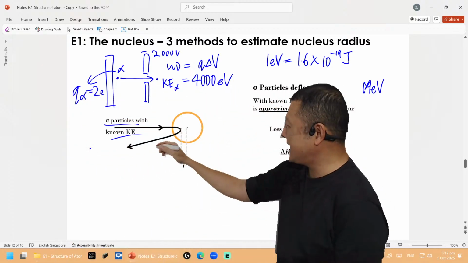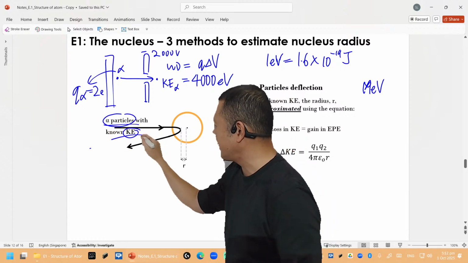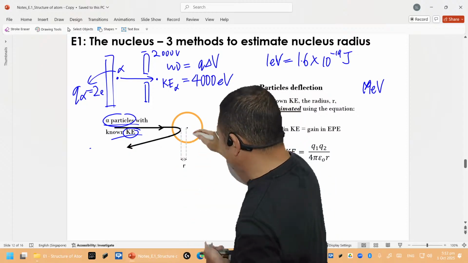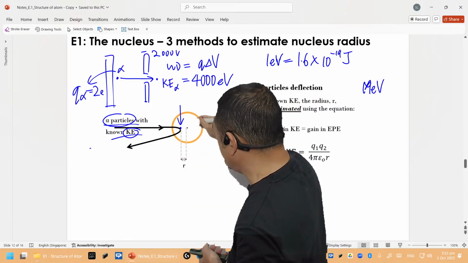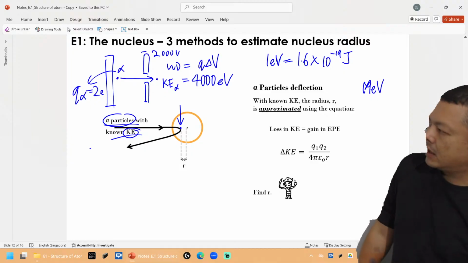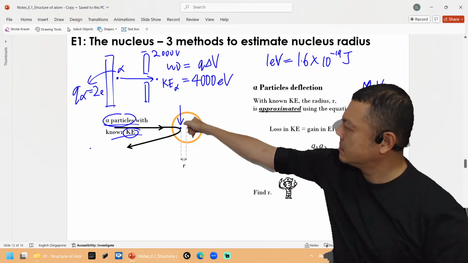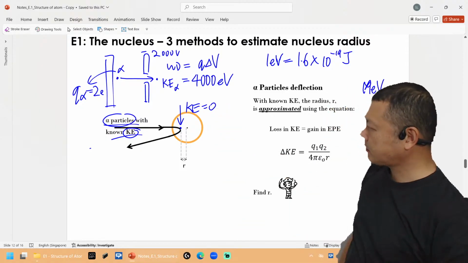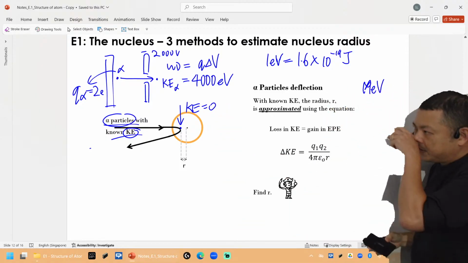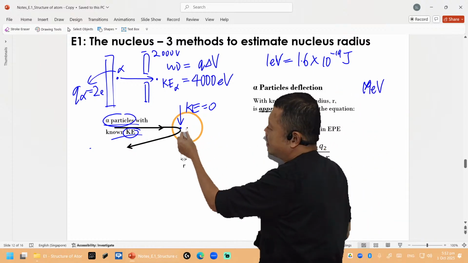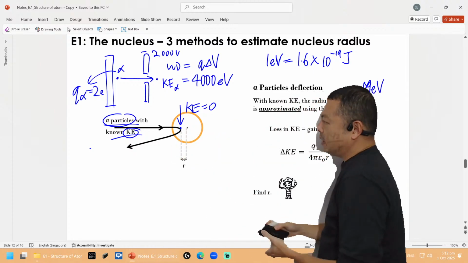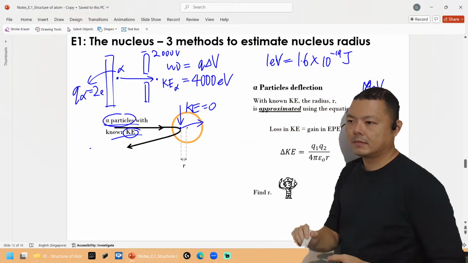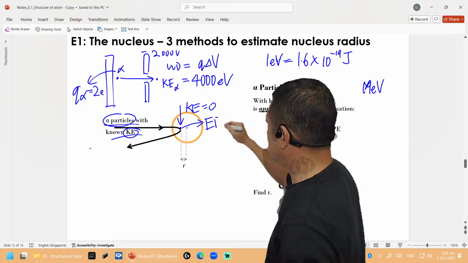So what's happening here? The alpha particle with this amount of KE is flying towards the nucleus. It's being repelled, so U-turn. Can you tell me what's going on here in terms of energy? How much is the KE over there? Yeah, the KE there is 0. K equals 0. And what does the KE become? EPE. Correct.